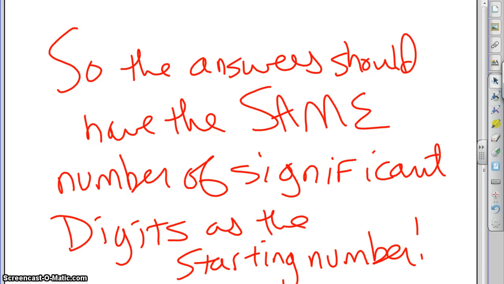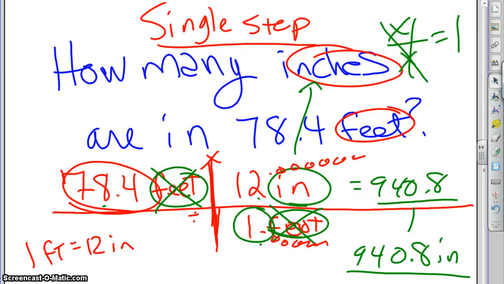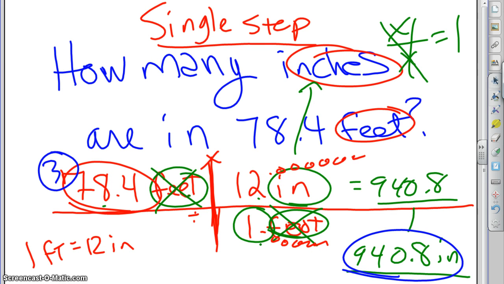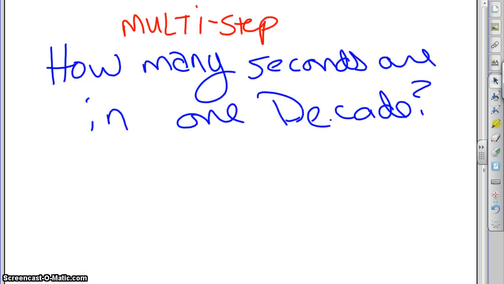So when we do a unit conversion, the number of significant digits that we end with should equal that which we started with. So if we go back here to our example, we have 78.4. That has 3 significant digits. So our answer should have 3 significant digits. It doesn't right now, so let's round it to 3 significant digits. 941 inches is the answer there. And so that's how we would do that one.